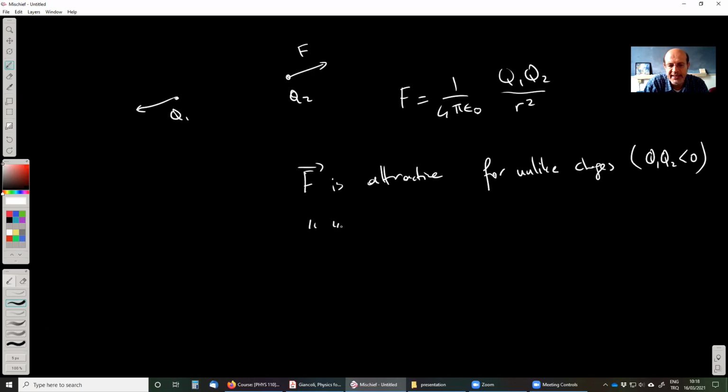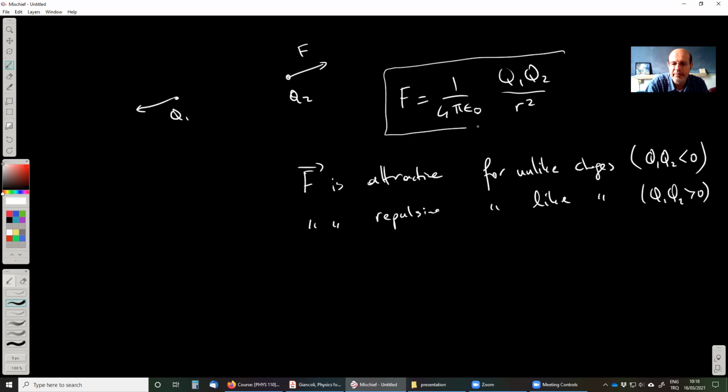And the force is repulsive for like charges, in which case Q1 and Q2 have the same sign, and therefore their product is always positive. Right, so we usually express it in words like that. As a result, in different situations, we understand whether the force is attractive or repulsive by using English like that. But I would like to actually change the mathematical language that I used in here so that I don't need that language.